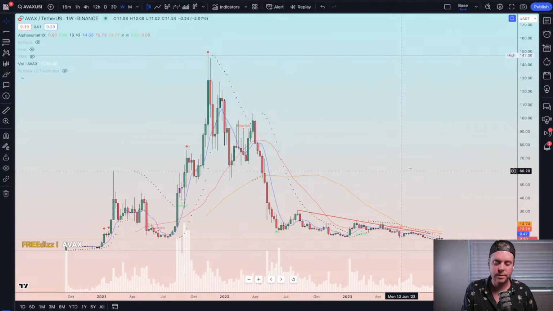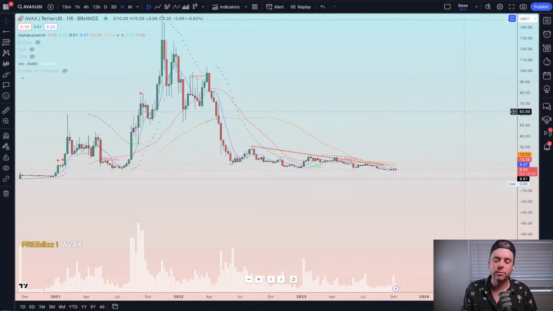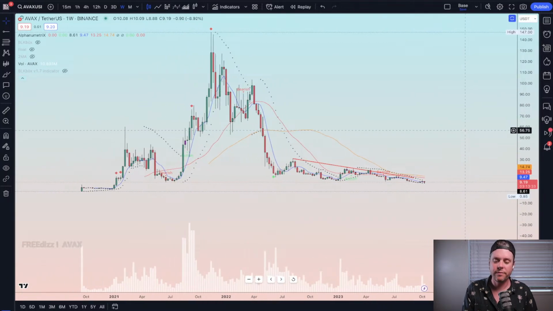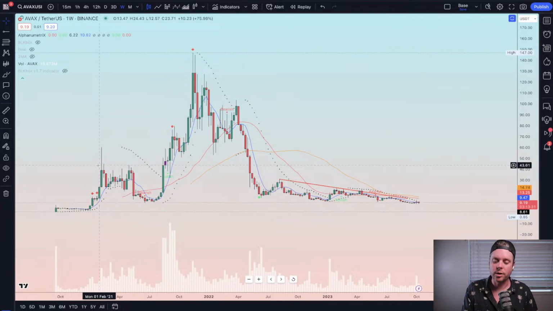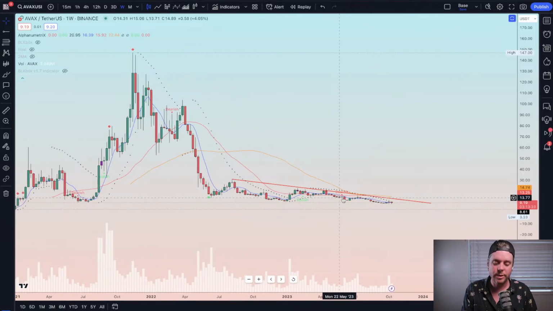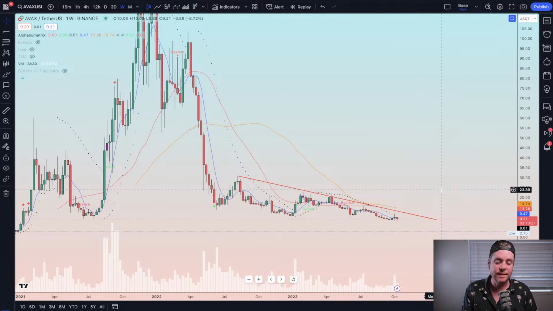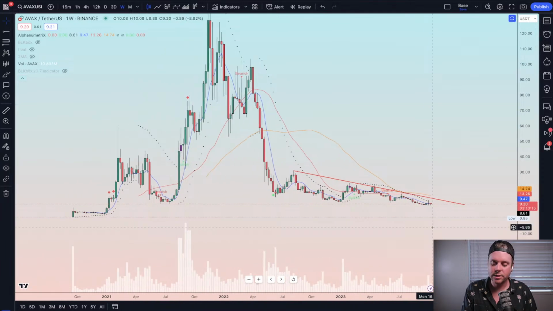All right. So AVAX, it looks a lot like Cardano. It's actually very, very similar to Cardano. The structure and everything. Very cool. So we're in a downtrend. We're below the moving averages. We have this downward sloping line of resistance. Basically, until we can get above this downward sloping line of resistance, we need to assume lower levels in Avalanche.